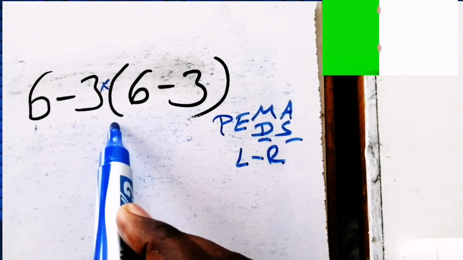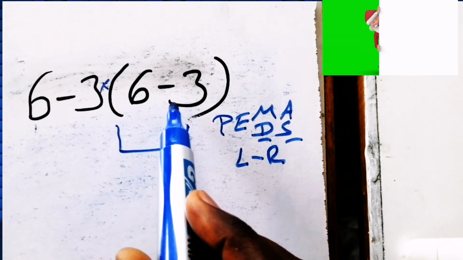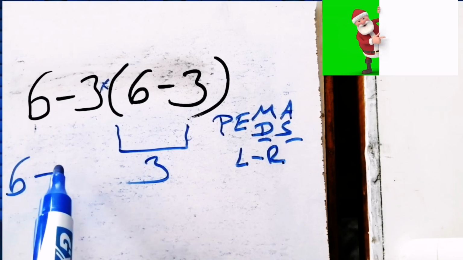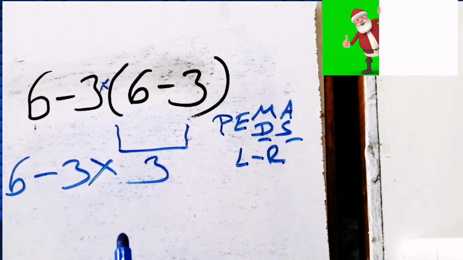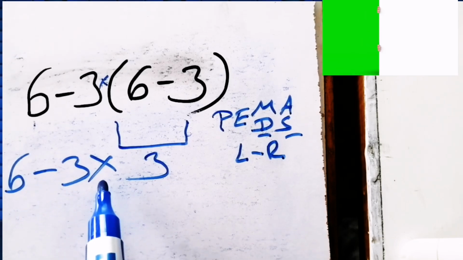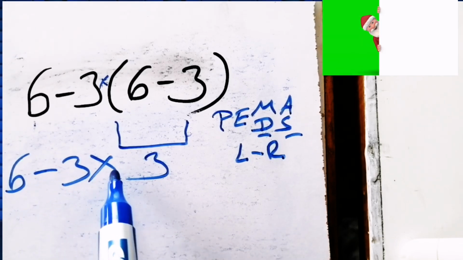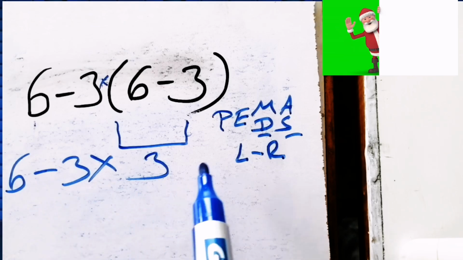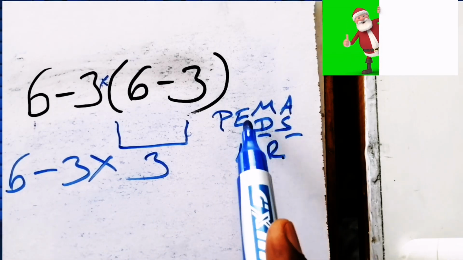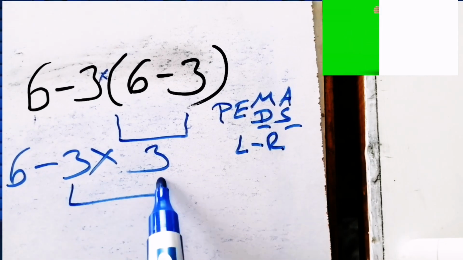Therefore, first parenthesis 6 minus 3 which equals 3. Then here 6 minus 3 times 3. So in this expression there is one subtraction and one multiplication. Therefore this multiplication has higher priority than this subtraction because multiplication comes before subtraction according to PEMDAS. Therefore we have to do this multiplication first.